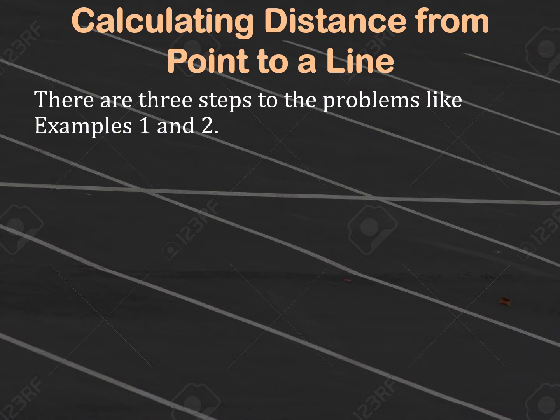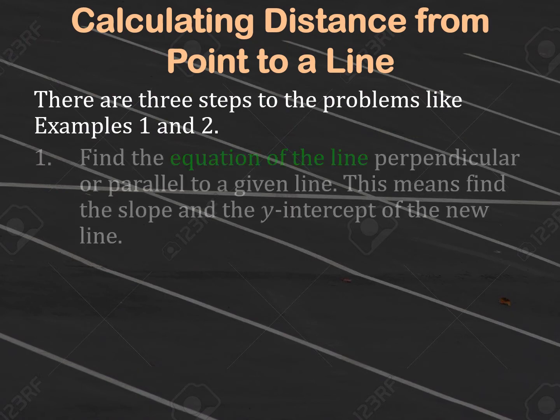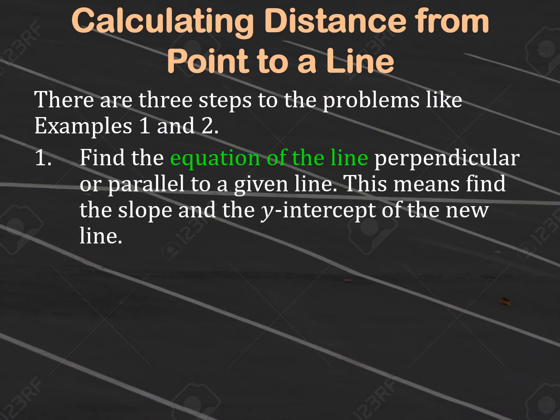So in finding the distance from a point to a line, there are three steps. First, you need to find the equation of the line perpendicular or parallel to the given line. In example 1, we're going to be looking for the equation of the line perpendicular to a given line, which means you need to find the slope of the given line, the line you're starting with. Then you need to find the slope of the new line. Usually it's going to be perpendicular, which means you got to flip the fraction, change the sign, and then you have to solve for the y-intercept of the new line.